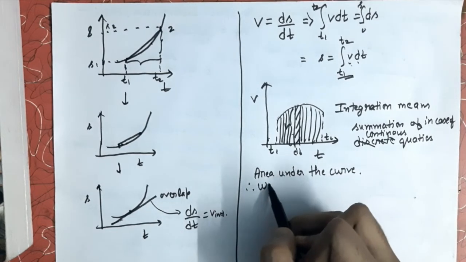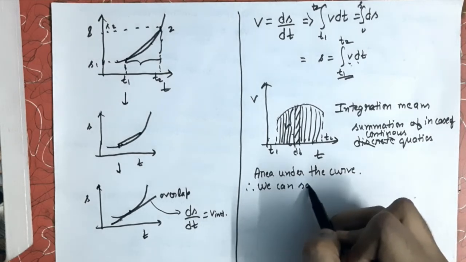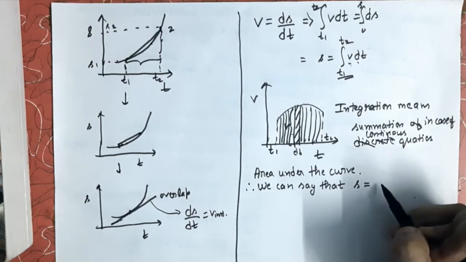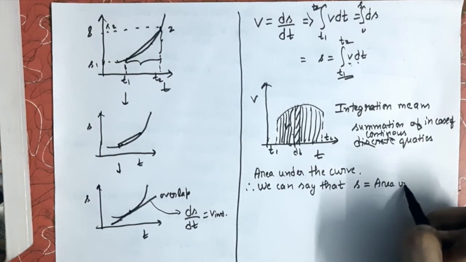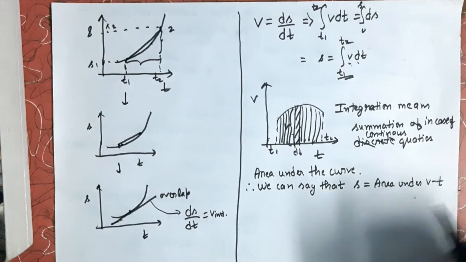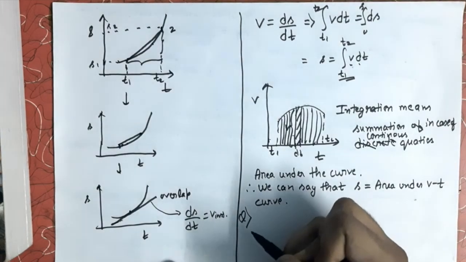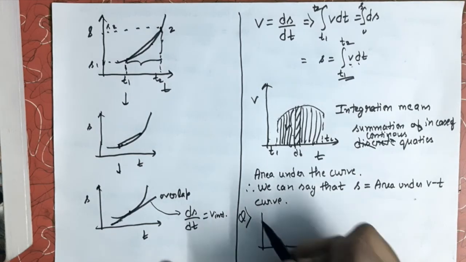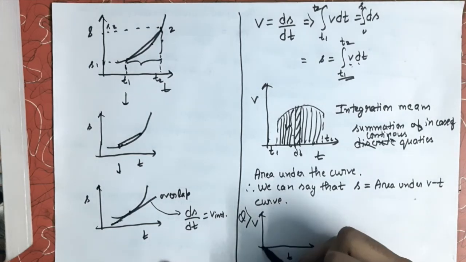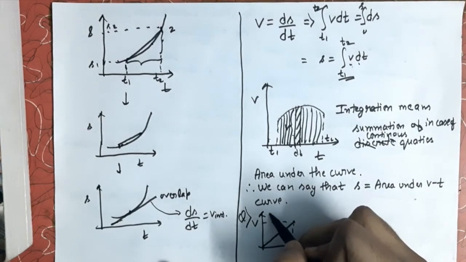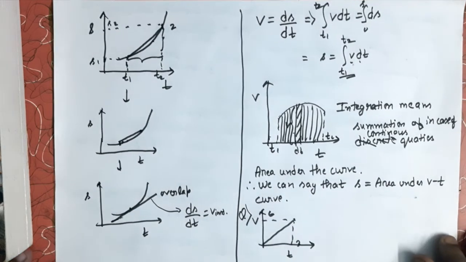Therefore, we can say that s is equal to the area under the vt curve. This is very important. This will help you to solve a few questions. Let's say I have a question like this, that this is your curve. This is v versus t, and it is something like this. This is 3 seconds and this is 6. Now you need to find the distance.